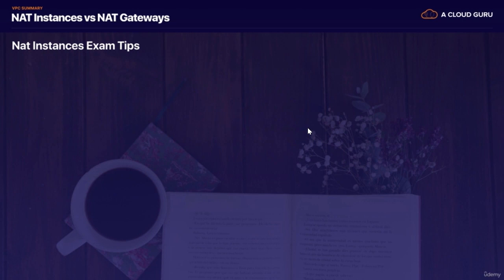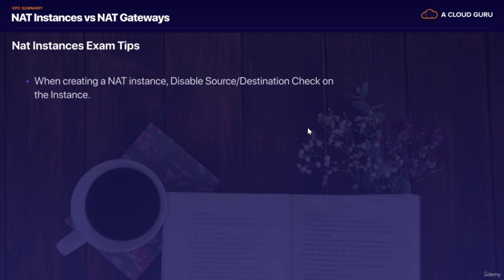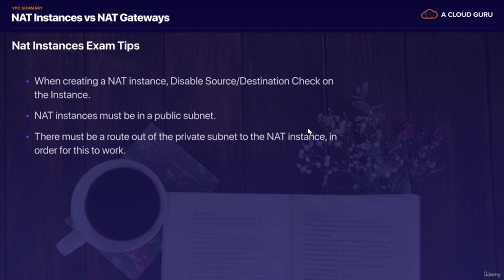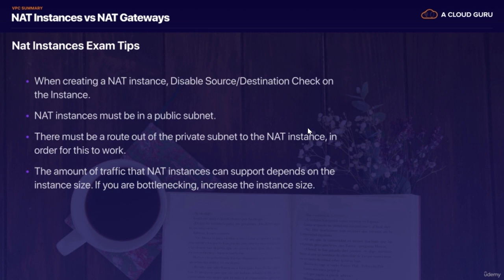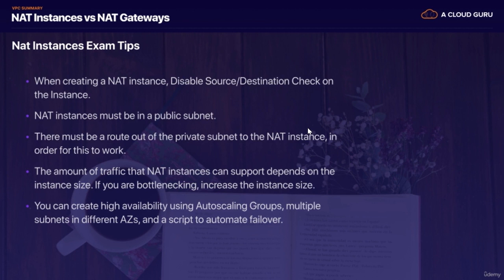We then went on to learn about NAT instances. When creating a NAT instance, you always disable the source and destination check on the instance. NAT instances must be in a public subnet, and there must be a route out of the private subnet to the NAT instance in order for this to work. The amount of traffic that a NAT instance can support depends on the instance size. If you're bottlenecking, you need to go in and increase the size of the NAT instance. You can create high availability using auto-scaling groups, multiple subnets in different availability zones, and a script to automate failover. And NAT instances are always behind a security group.